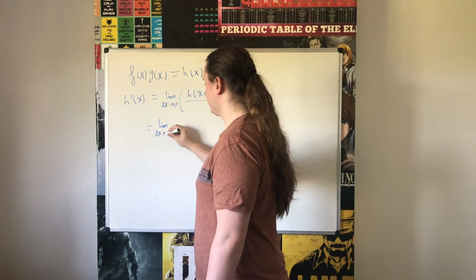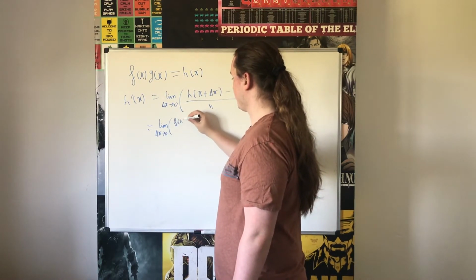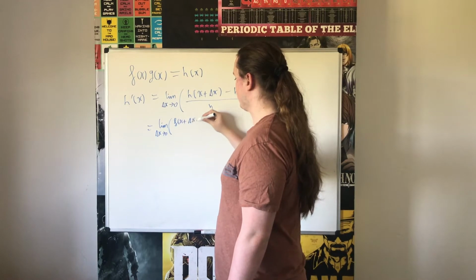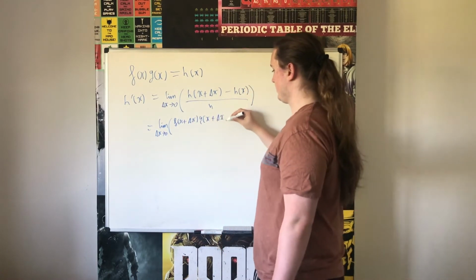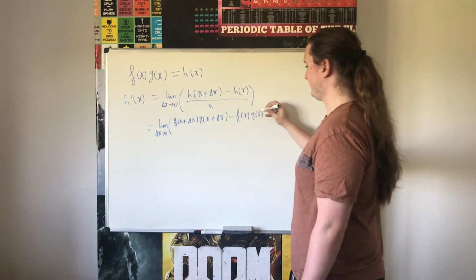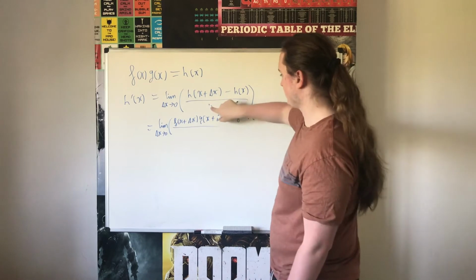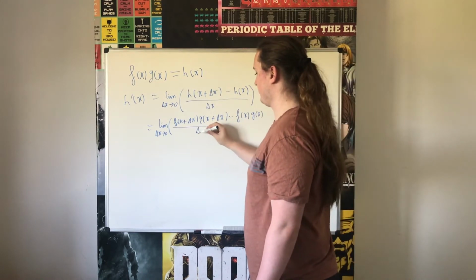So we get the limit as delta x approaches 0 of f of x plus delta x times g of x plus delta x, minus f of x times g of x. And this is all over delta x.